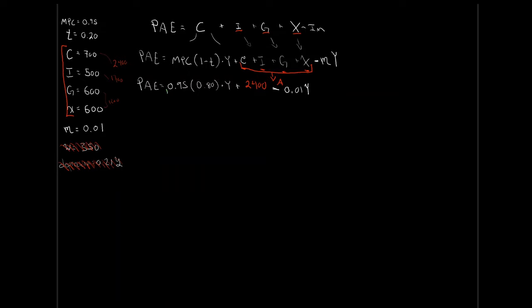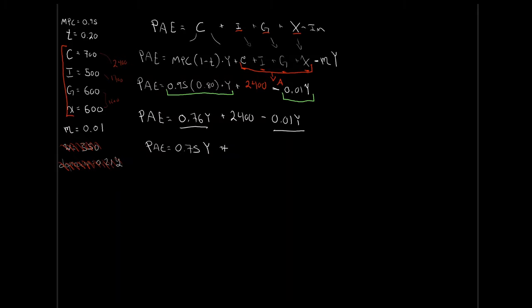We have a few like terms here. We have all of this Y. We have this Y. So let's simplify the left-hand side and then collapse them down together. So planned aggregate expenditure equals 0.95 times 0.8. That gives me 0.76Y, plus my autonomous of 2,400 minus my imports of 0.01Y. Okay, let's collapse these like terms together. 0.76Y minus 0.01Y. We have our planned aggregate expenditure equal to 0.75Y plus 2,400. So there we go.